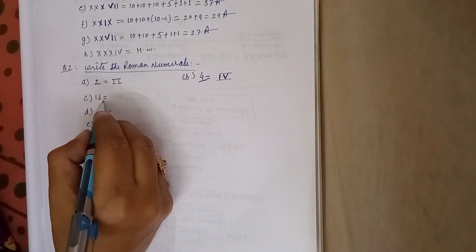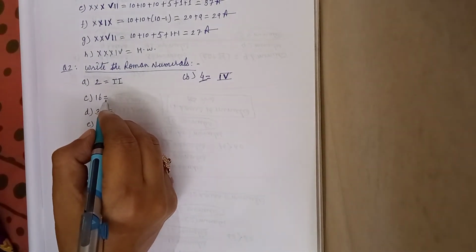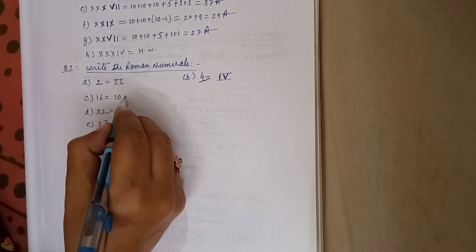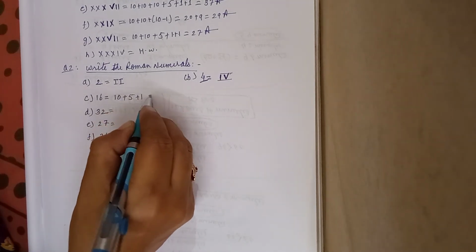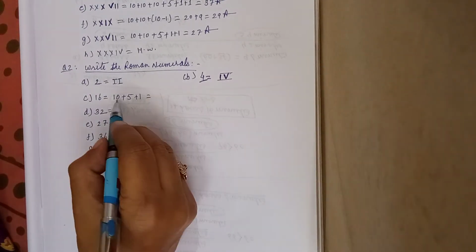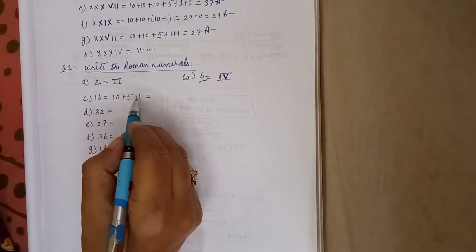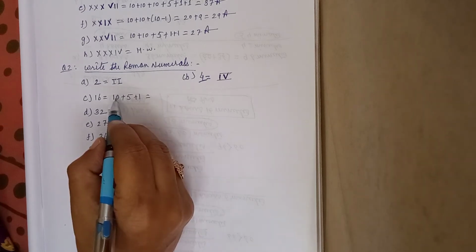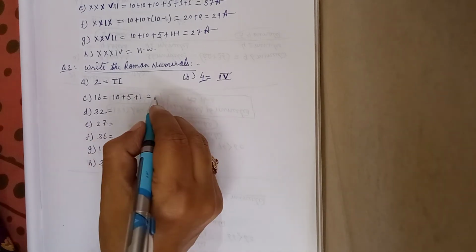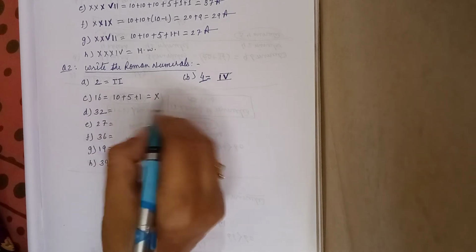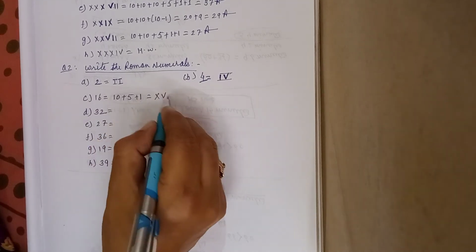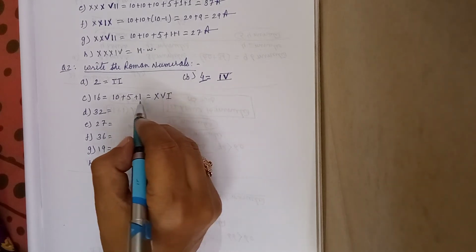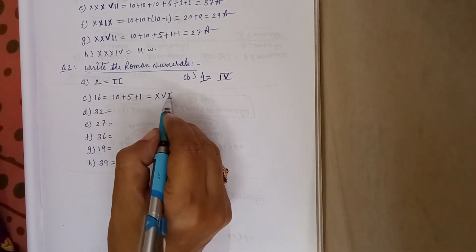Now question number C में it is written 16. So 16 को first we will expand it. Expand it 10 plus 5 plus 1. It's 16. After expanding we will write the values in Roman number. So the value of 10 in Roman number is X, and for 5 we will write V, and for 1 we will write I. So our Roman numeral of 16 is XVI.